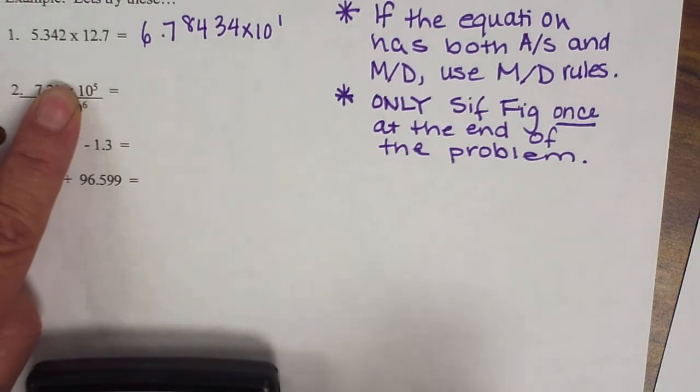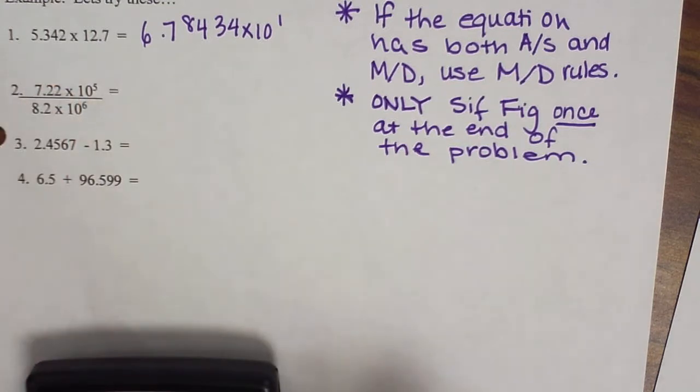Now, how many digits do we get? You can show me with your fingers if you'd like to. How many digits can I round to? That's what I want to know. How many digits can I round to?